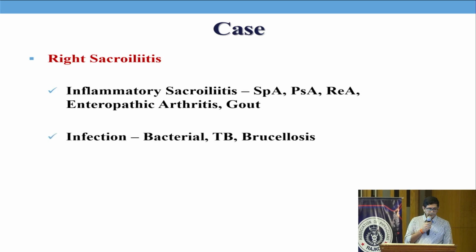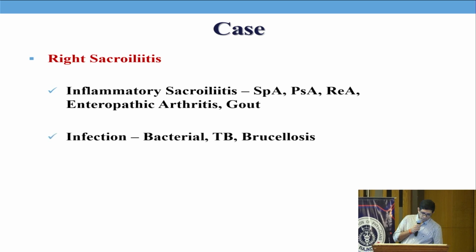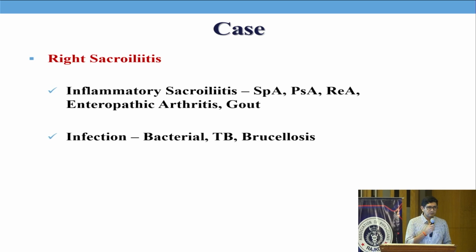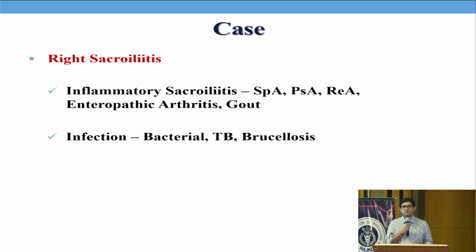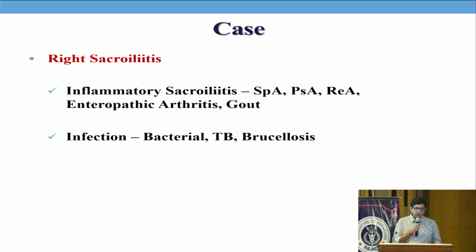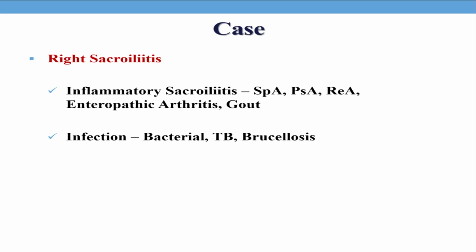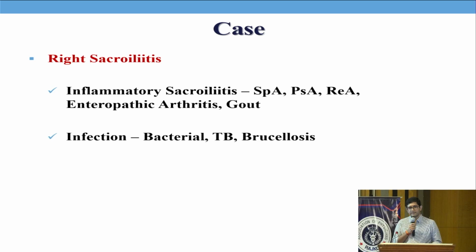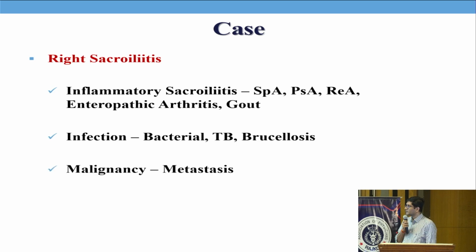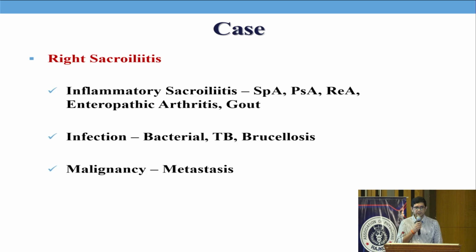Infection: in unilateral sacroiliitis, we always have to rule out infection. That depends on two things. First, whether systemic symptoms are present at the time of presentation or before the presentation. That is the main thing. Another thing is response to treatment. If it is inflammatory sacroiliitis, it will respond very well to NSAIDs. If it is infective, it may not respond. And the third and last thing is malignancy or metastasis.